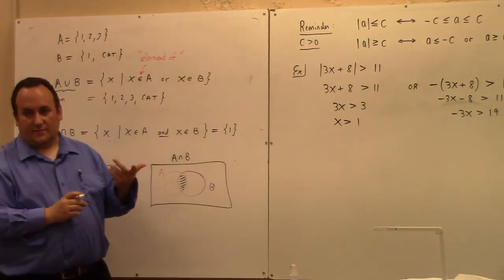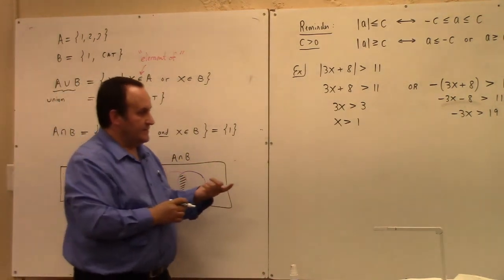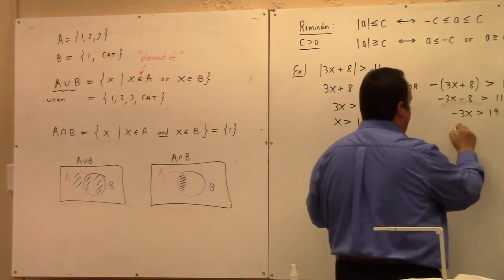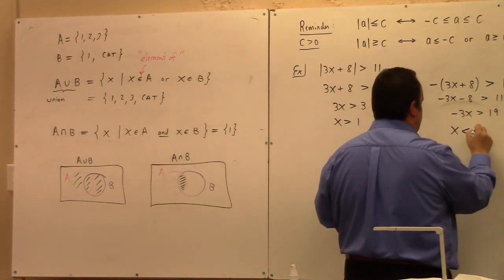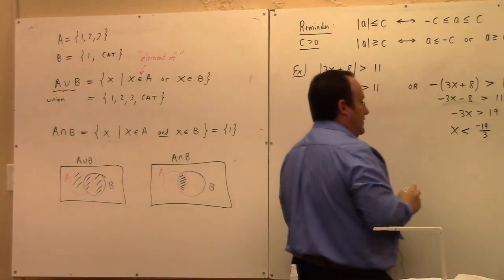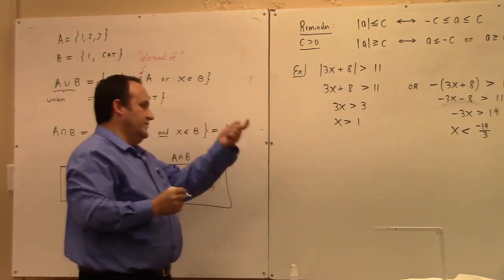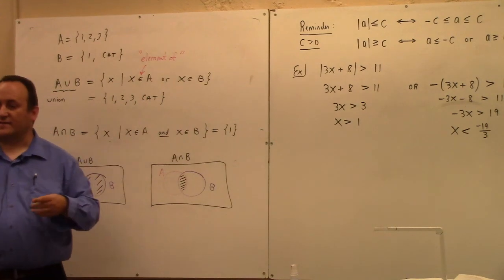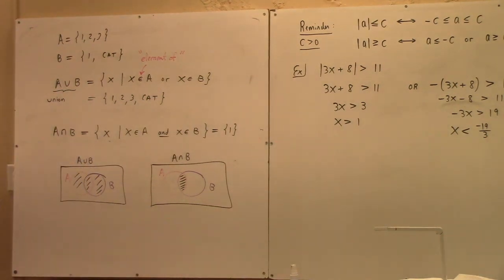How about the other side? We clean that up, and x is less than minus 19 over 3. You might ask, but it was greater than, why is it less than? Because we divide by a negative number, so the inequality flips.